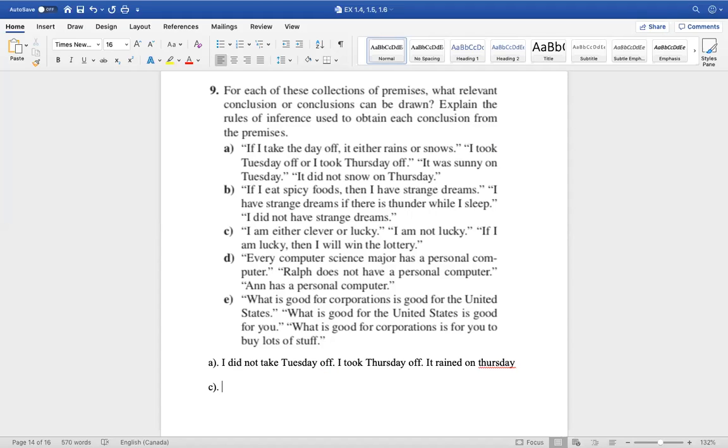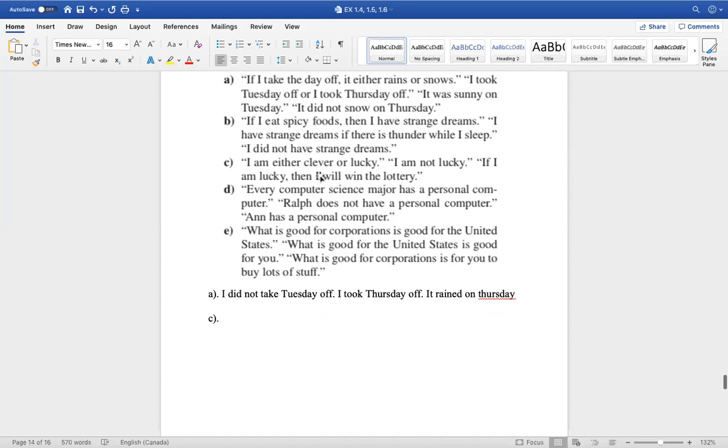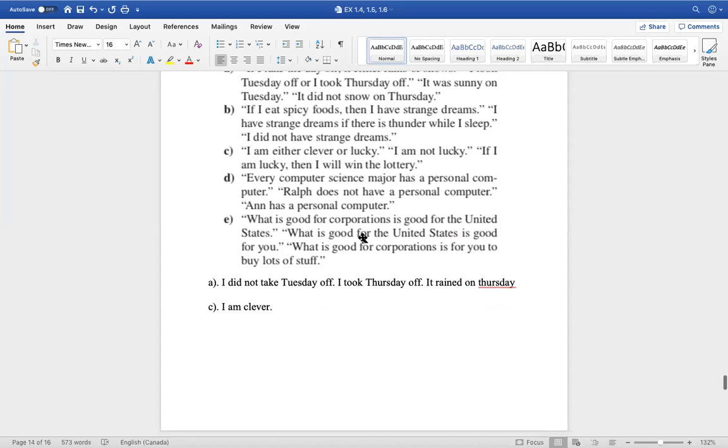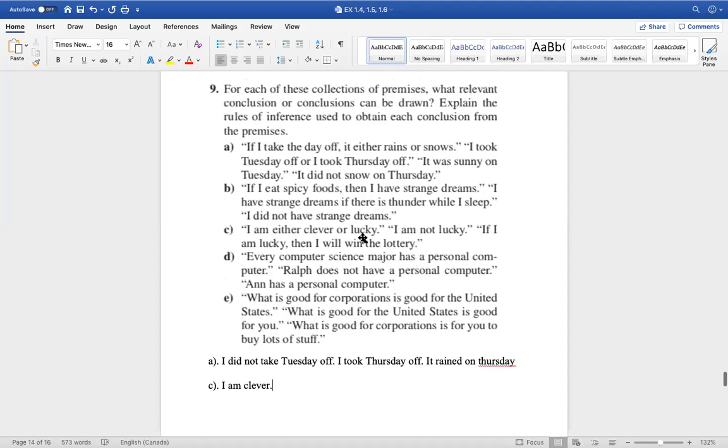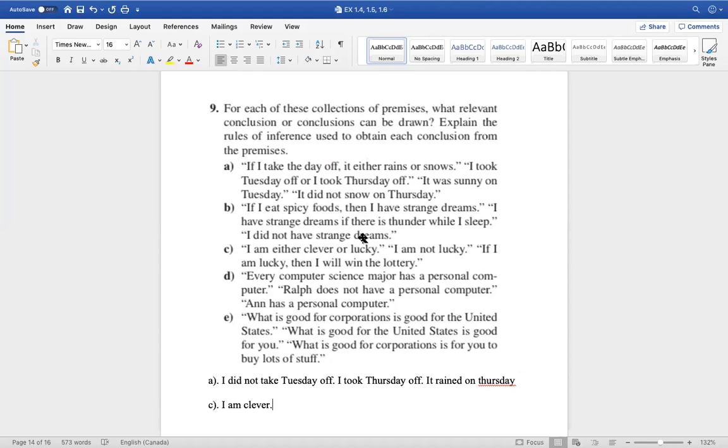Okay. So, part C, I am either clever or lucky. I am not lucky. If I am lucky, then I will win the lottery. Okay. So here we can conclude that I am clever, from the hypotheses that are given to us. So these again are basically the result of the rules of inference. It is recommended that you practice these rules of inference so that you can answer questions of this kind.